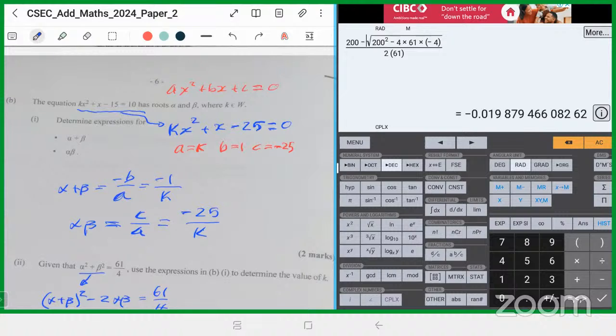Negative 15 minus 10 is negative 25. This is the equation in the standard form. So the A is k, the B is 1, the C is negative 25. I believe on the first question we have a discrepancy. Yep, a discrepancy on the very first question.